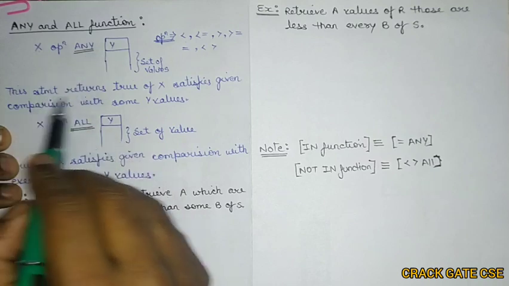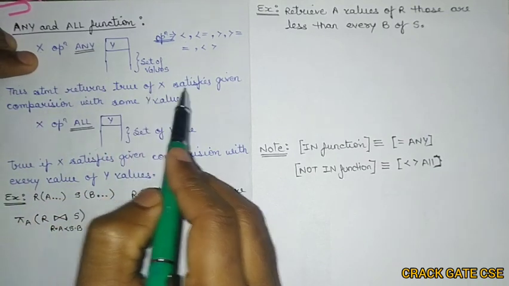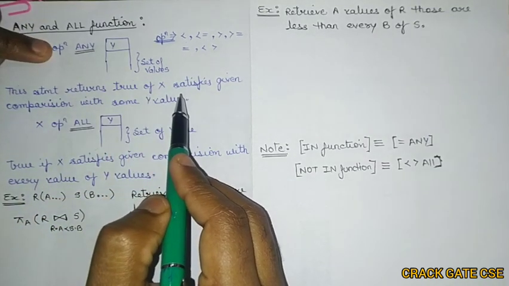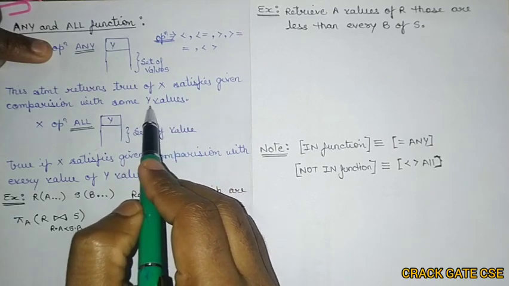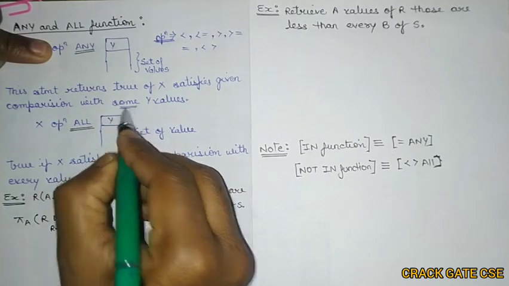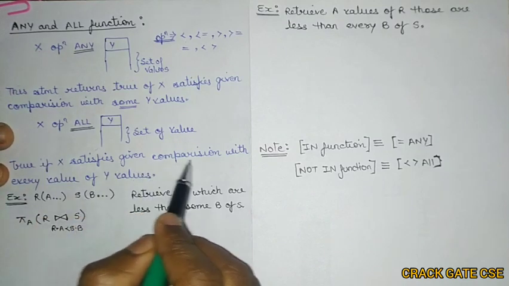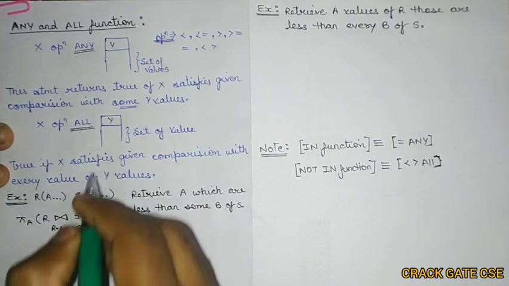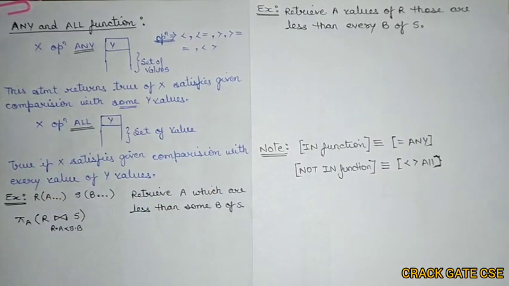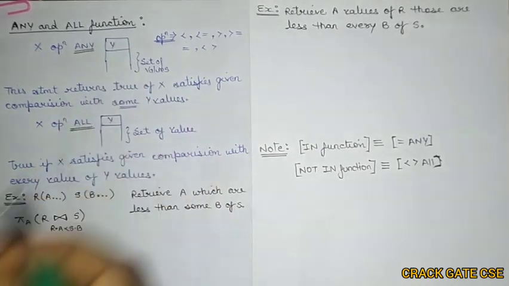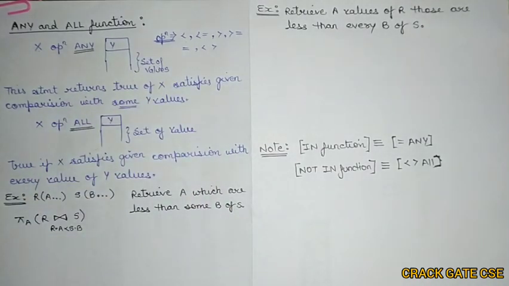This particular statement returns true if x satisfies the given operation or comparison with some values of y. Some means at least one value, and here it is true if x satisfies the given comparison with every value of y. So here it needs to satisfy every value. If it holds for every value, then it will be an output, and if it holds for at least one value for any, then it will be in the output. Now let's see how this particular example works.